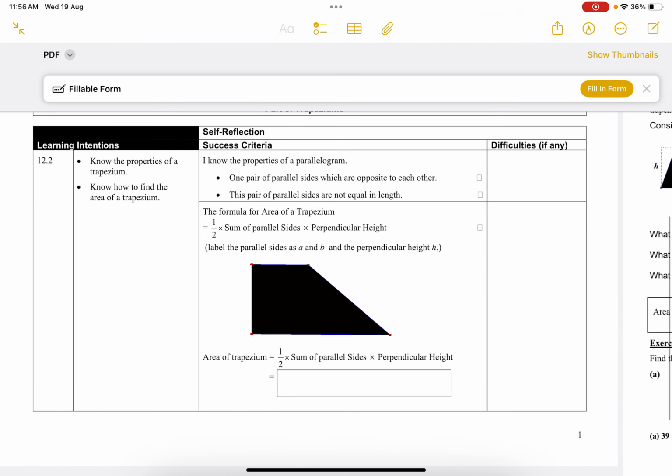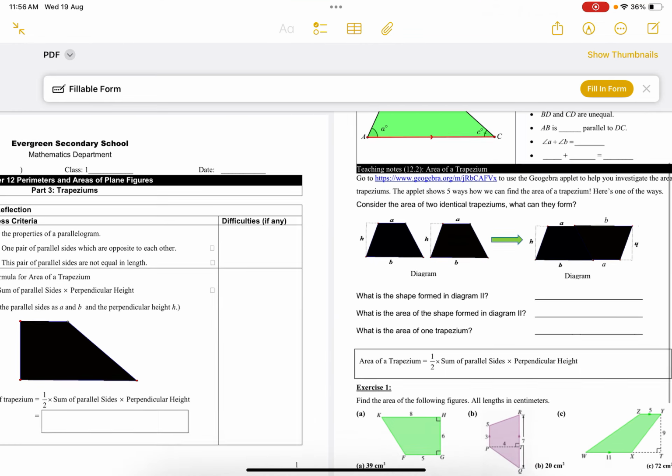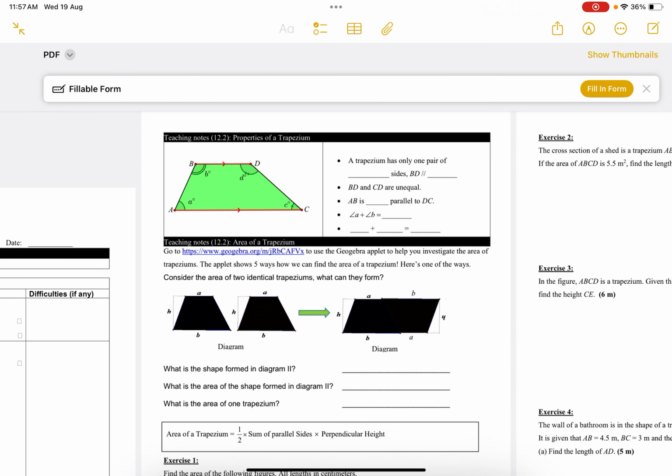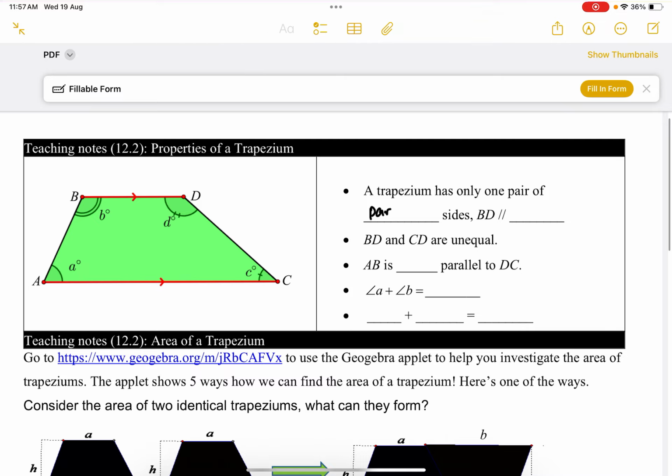Okay, welcome back to the next set of notes on trapeziums. So we have seen from the video how the formula for the area of a trapezium was derived. Let us now put in the information that we have for a trapezium. It has only one pair of parallel sides. So in this case, BD is parallel to AC. And then the distance for BD and CD, they are not the same. Otherwise, it would be a parallelogram already.